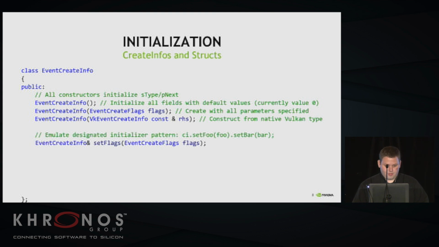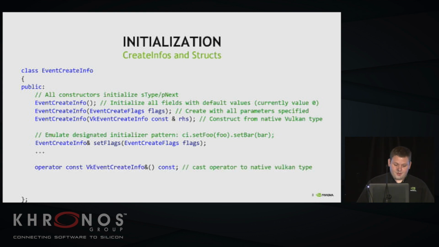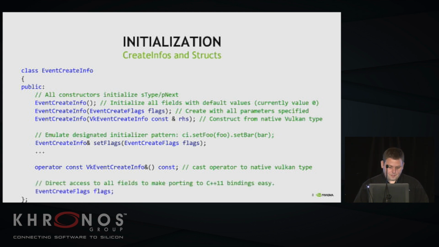And then we added functions setFoo, setBar, whatever, so that you can chain multiple set calls on the class, for people who like the designated initializer pattern from C99. And we can also cast to native Vulkan types in case you have to pass a struct to some API or some library which requires native types. And finally, you have direct access to all fields because it makes porting to the C++ API way easier. First we tried to have only getters and setters, but it turned out if you have some C code and you want to port it to the C++ API, it was too much work.